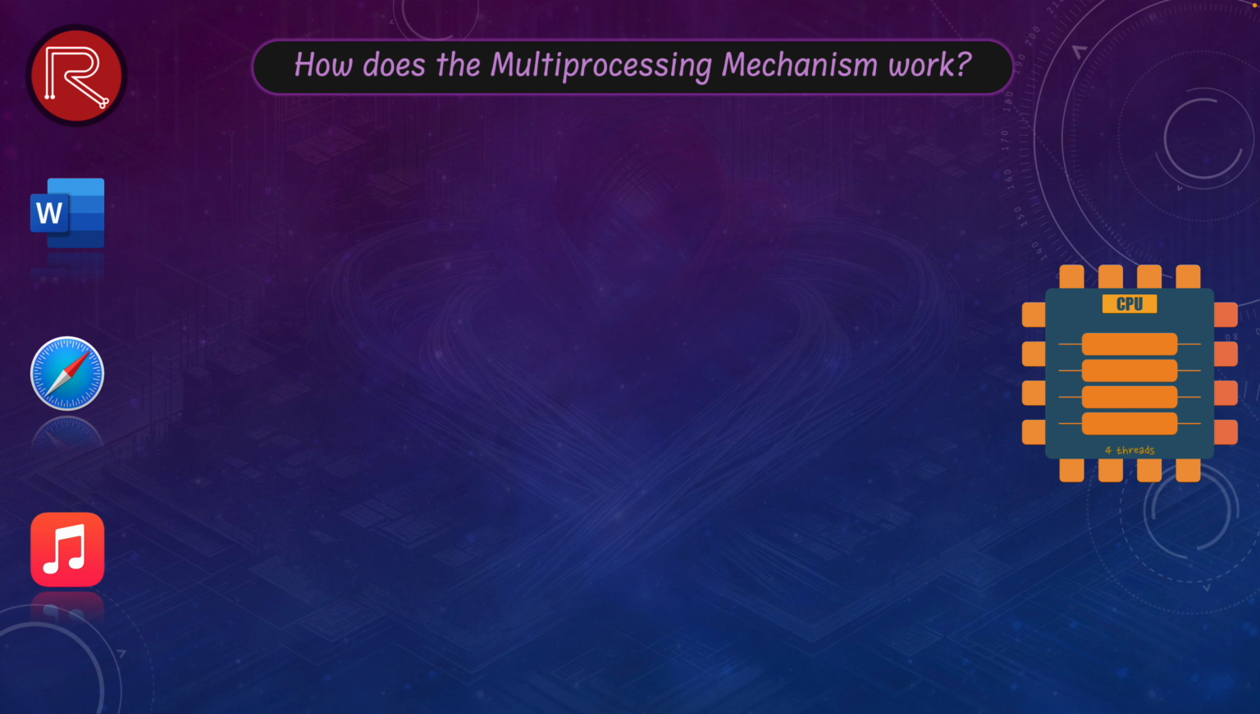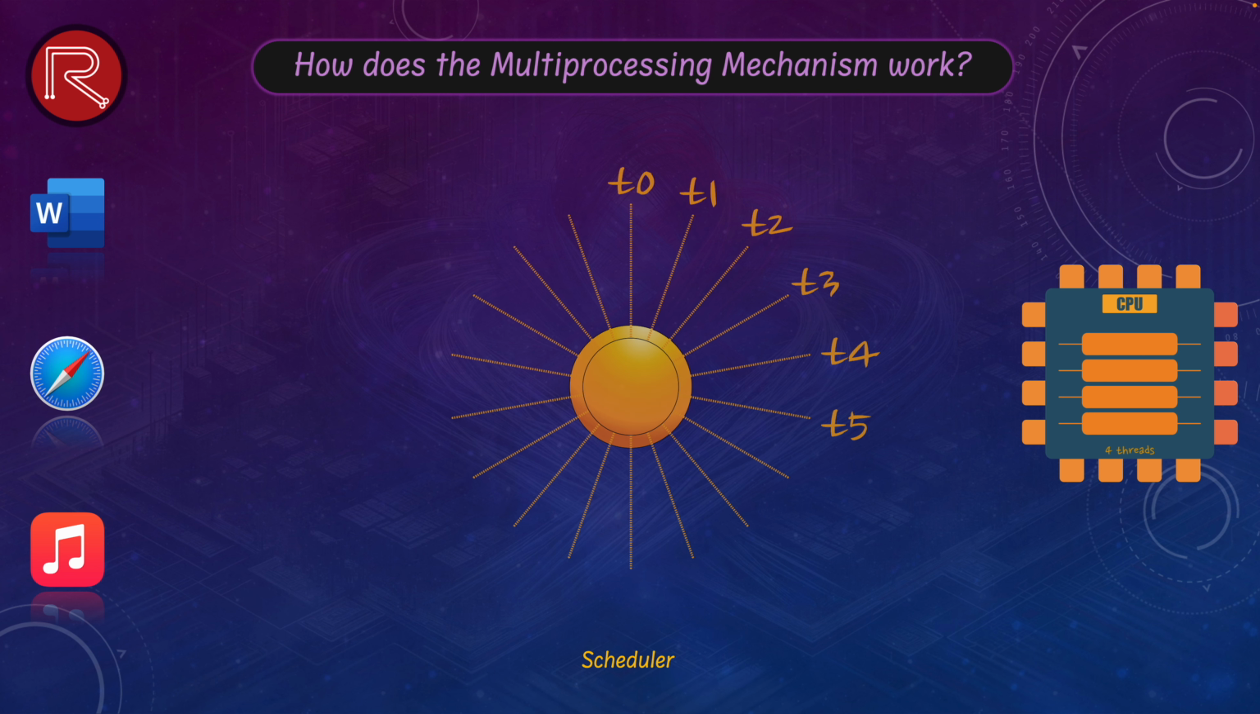When you switch on your computer, a software component called the scheduler is immediately activated and assigns each CPU thread an ID, such as 0, 1, 2, and 3. Also, the scheduler decides the CPU thread where each process will be processed. In our example, the scheduler has decided that Microsoft Word will be processed in the CPU thread 0, the Safari browser will be processed in thread 1, and Apple Music will be processed in thread 2.